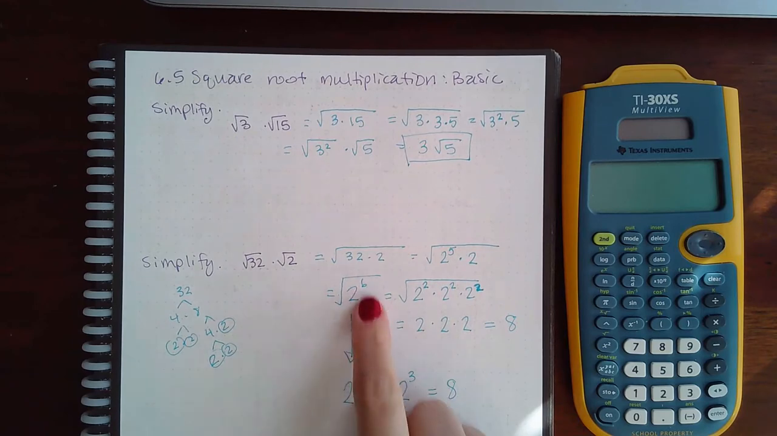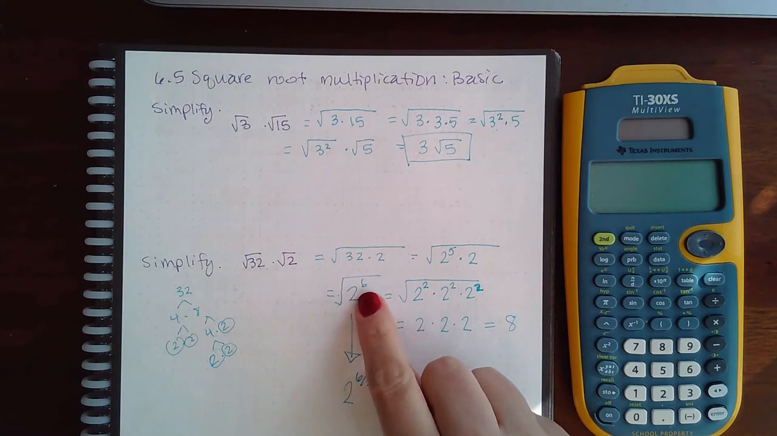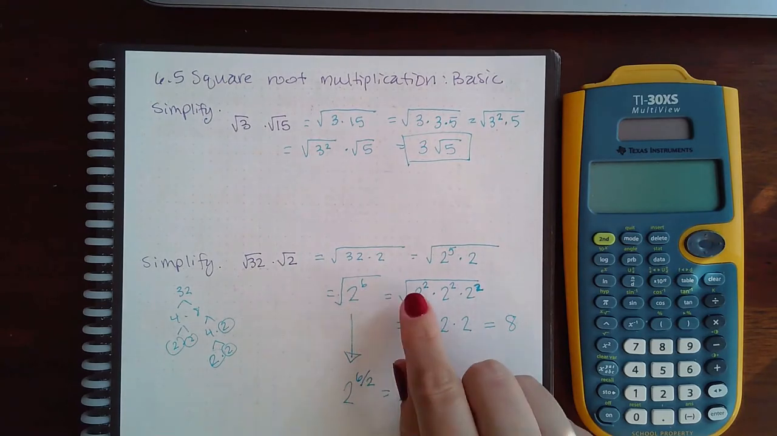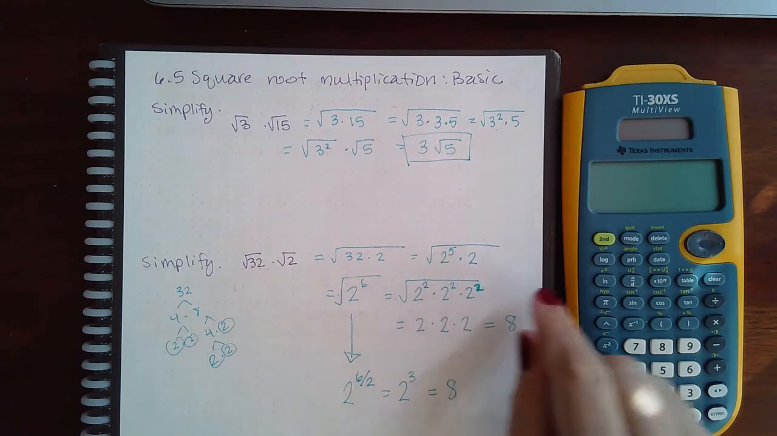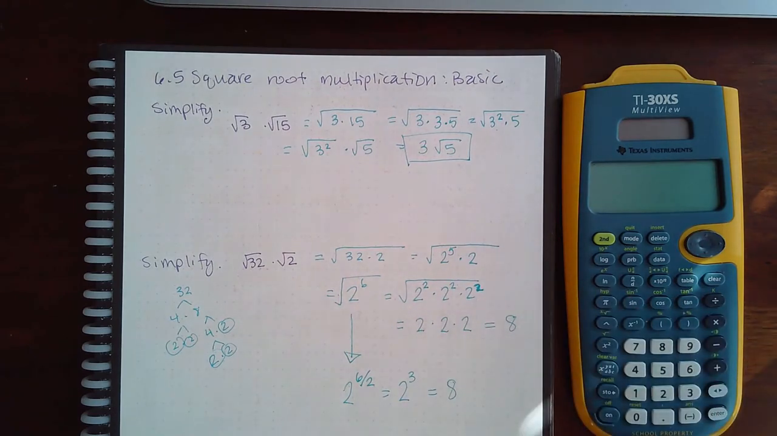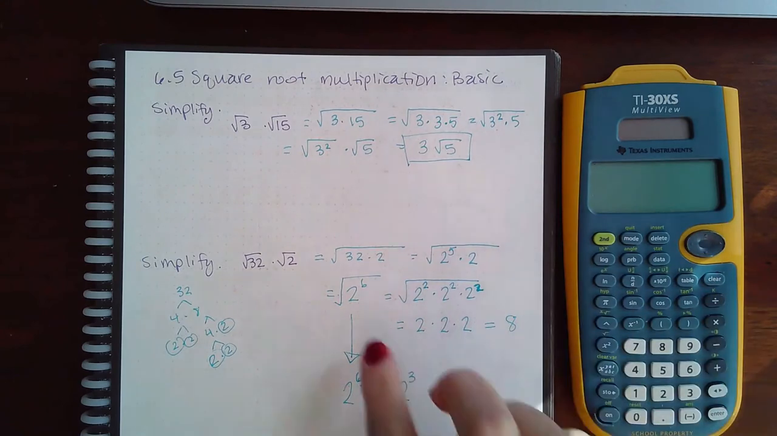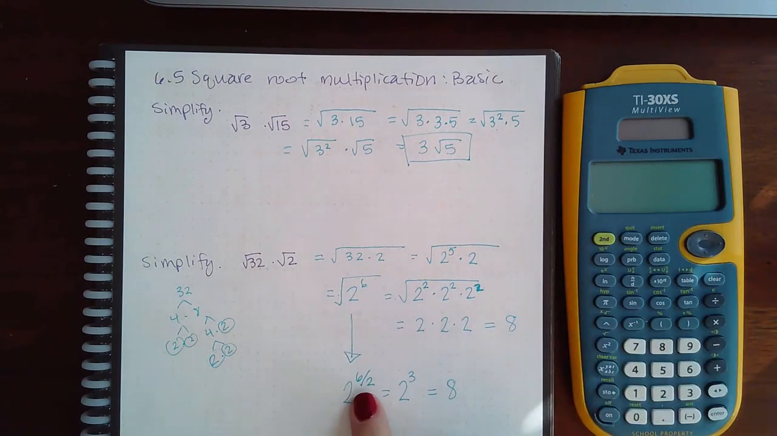Now I prefer to do this only because what would happen if this was 2 to the 57, right? Do I really want to sit here and go 2, 2, 2, 2, 2, 28 times until I get all of the pairs? No, right? That's not going to be productive. So it's better to put it into its exponent form and then simplify.